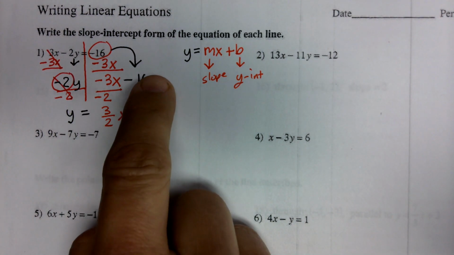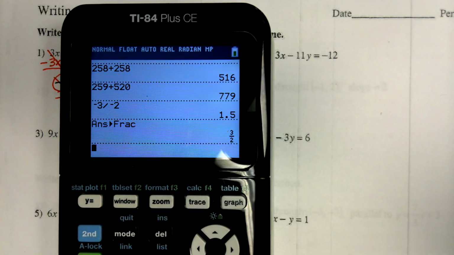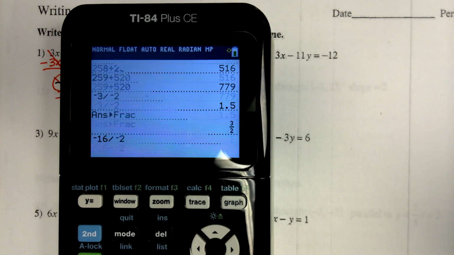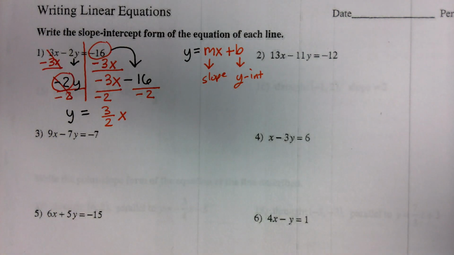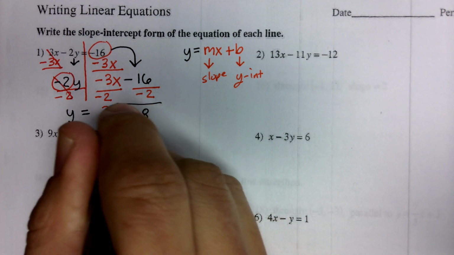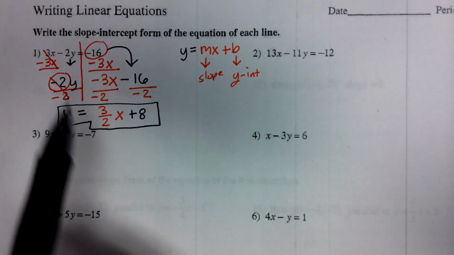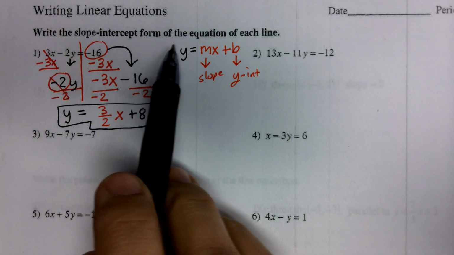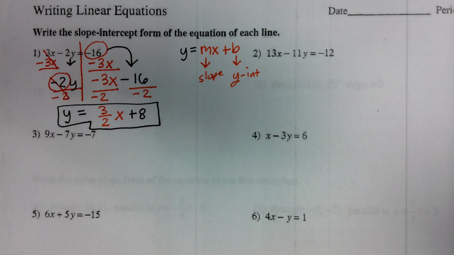Now I want to divide negative 16 by negative 2. Let me go back again: negative 16 divided by negative 2. Notice that changes to a positive 8. So for my y-intercept, I'm going to put plus 8. I'm going to box it, and I am done. I've done exactly what it asked me to do. It said to write the slope-intercept form of the equation of each line, and I converted this, and that is my new equation in slope-intercept form.